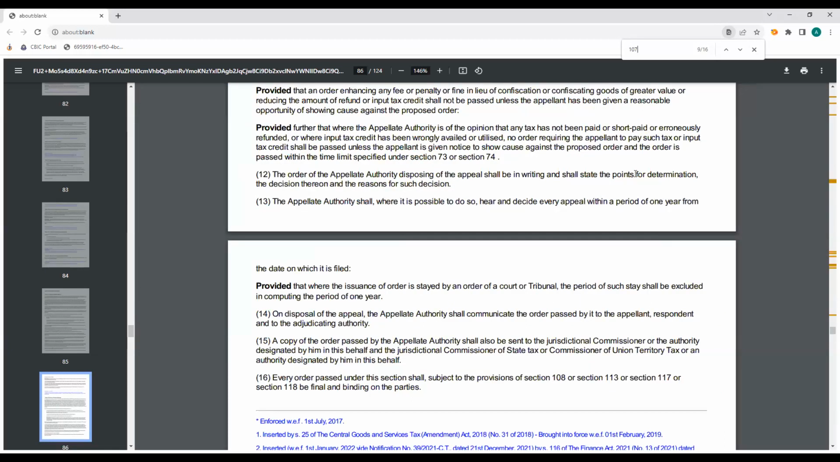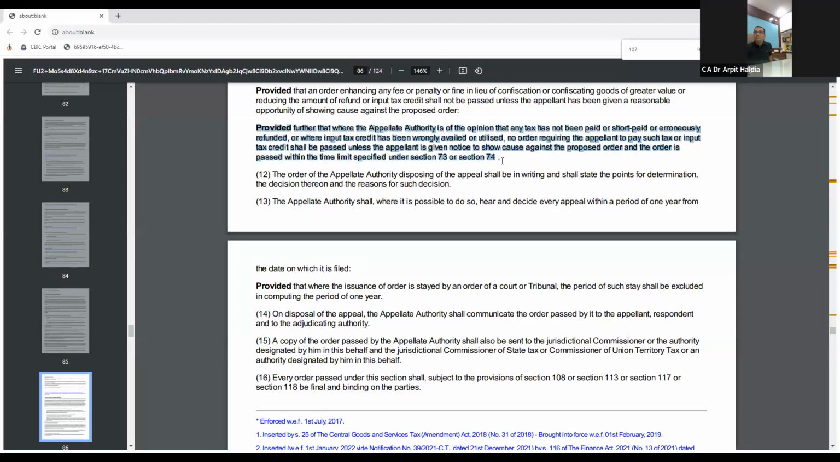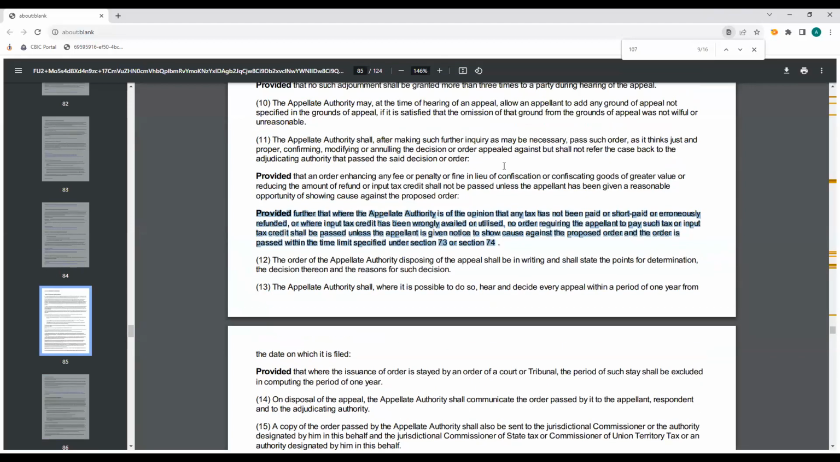Yes, sir. As per 107(11), it appears that the appellate authority enters into the shoes of an adjudicating authority. Yes. This is a relevant provision. Yeah, provided further.